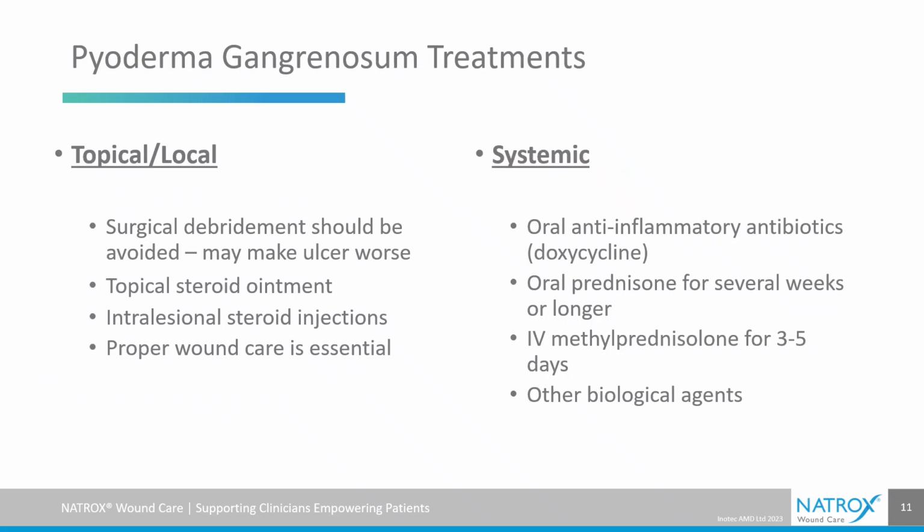Treatments for pyoderma gangrenosum include topical and local treatments with topical steroids, intralesional steroid injections, and associated proper wound care. Surgical debridement should be avoided in patients with suspected pyoderma gangrenosum. Surgical debridement of these types of wounds actually makes the ulcer worse. Systemic treatments can include oral anti-inflammatory antibiotics, oral prednisone or IV steroids, and other active biologic agents.